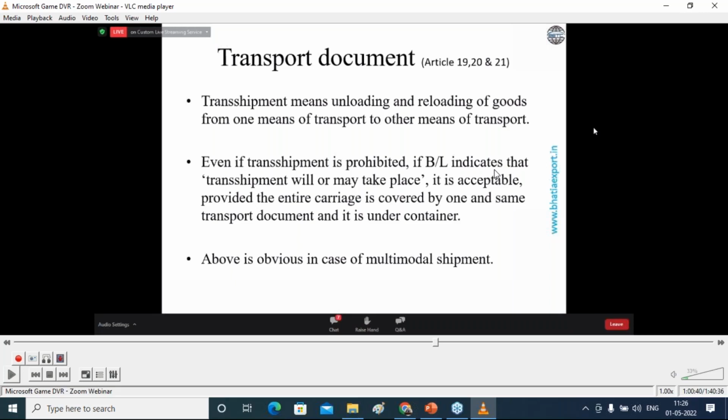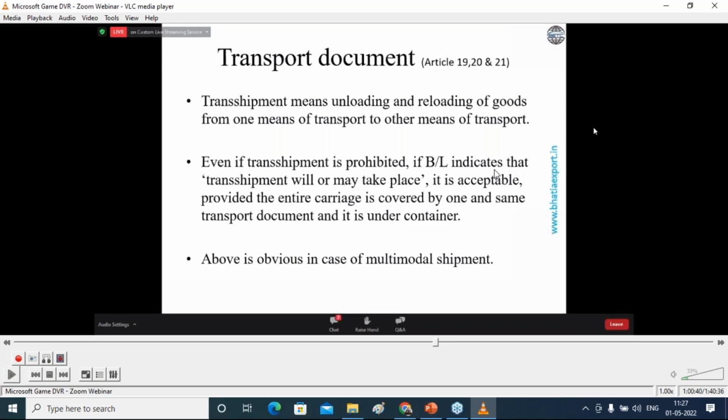For example, from India to UK, the material has to go. The ship starts from the Indian JNPT port, for example, and goes to Colombo. In Colombo, it is transshipped to some other vessel, then it goes to UK. Such things are called transshipment.